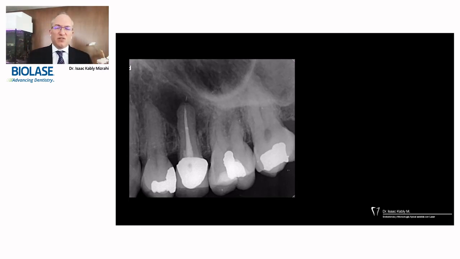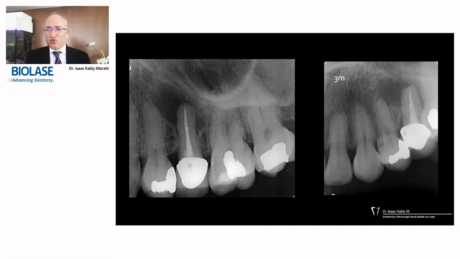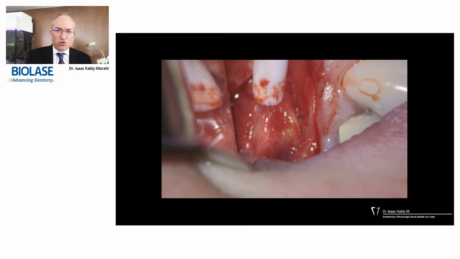The patient was uncomfortable biting, so I did prescribe some antibiotics this time. I did prescribe some painkillers this time. And after 3 months, no difference. The lesion was exactly the same. So a different approach to this case was done with surgery.